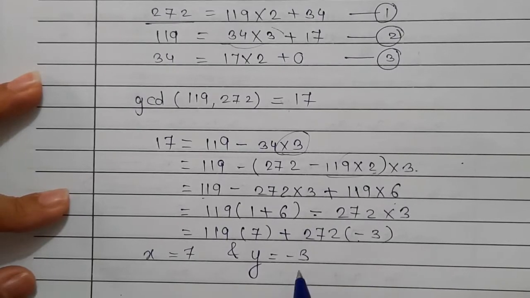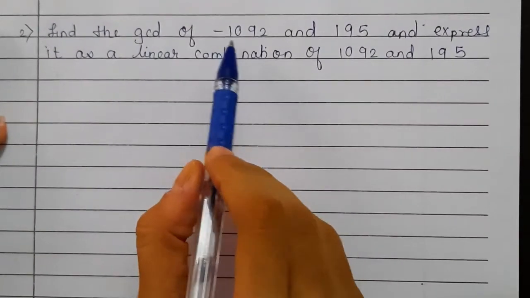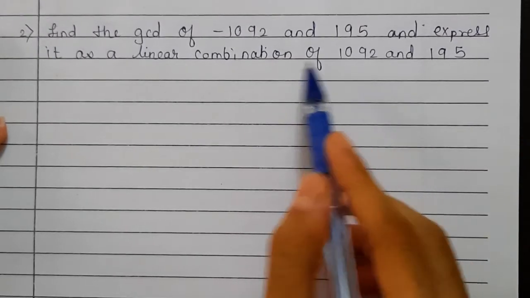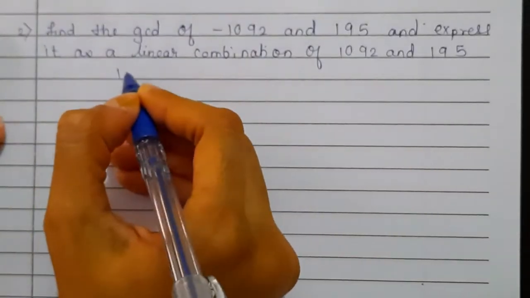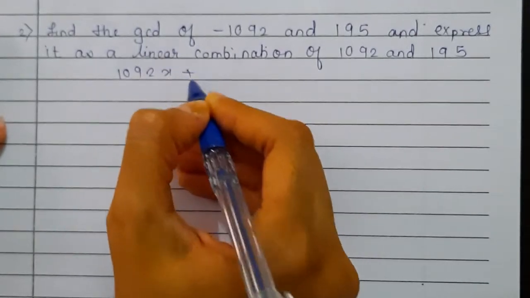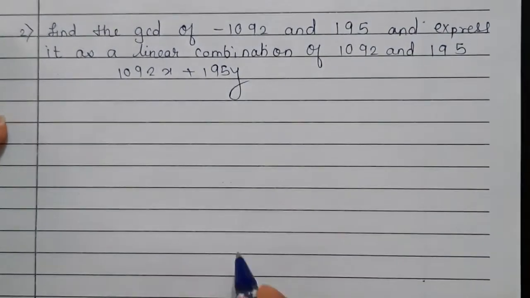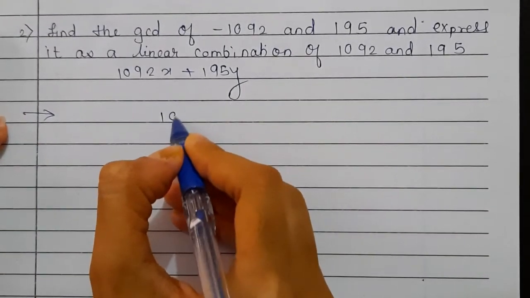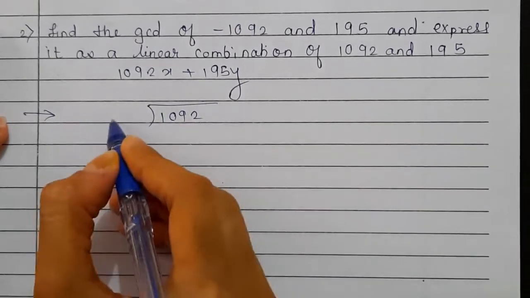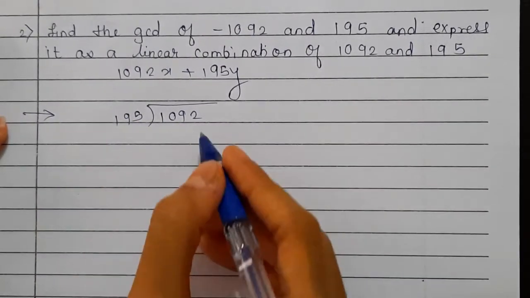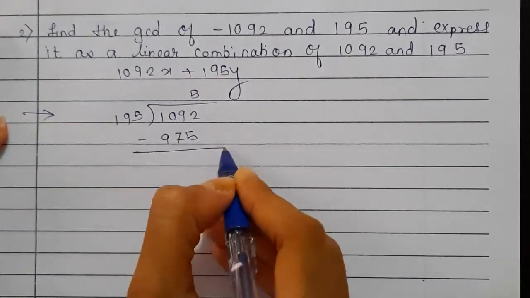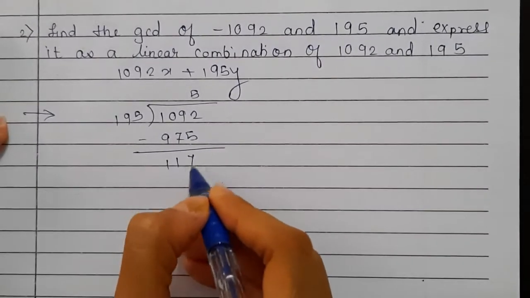This is how you can solve the equation and find the GCD. Now we find the GCD of minus 1092 and 195 and express it as a linear combination, that is 1092x plus 195y. Okay, so let's start the solution. Here we divide 1092 by 195. 195 into 5 is equal to 975. We subtract this and get 117.